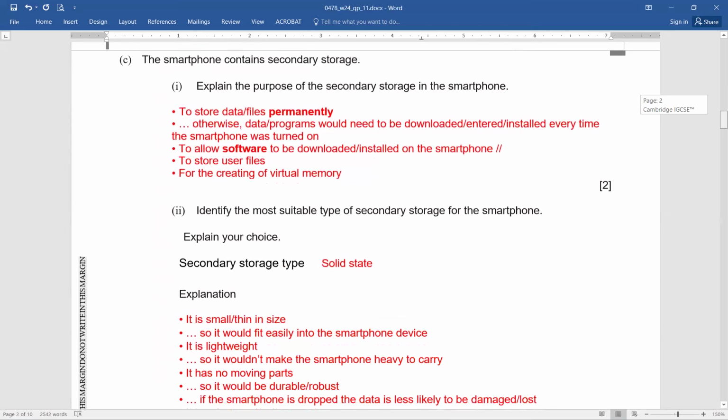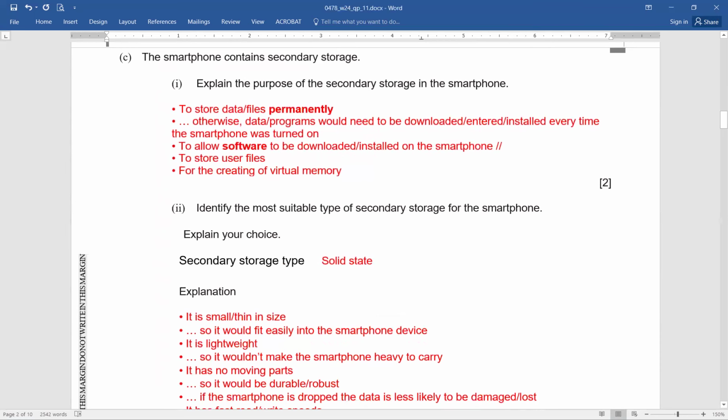Okay, now part C. The smartphone contains secondary storage. Explain the purpose of the secondary storage in the smartphone. Secondary storage, by the way, if you recall, we have storage of two types. Which are they? Primary and secondary, exactly. So secondary is meant to store the data or files permanently.